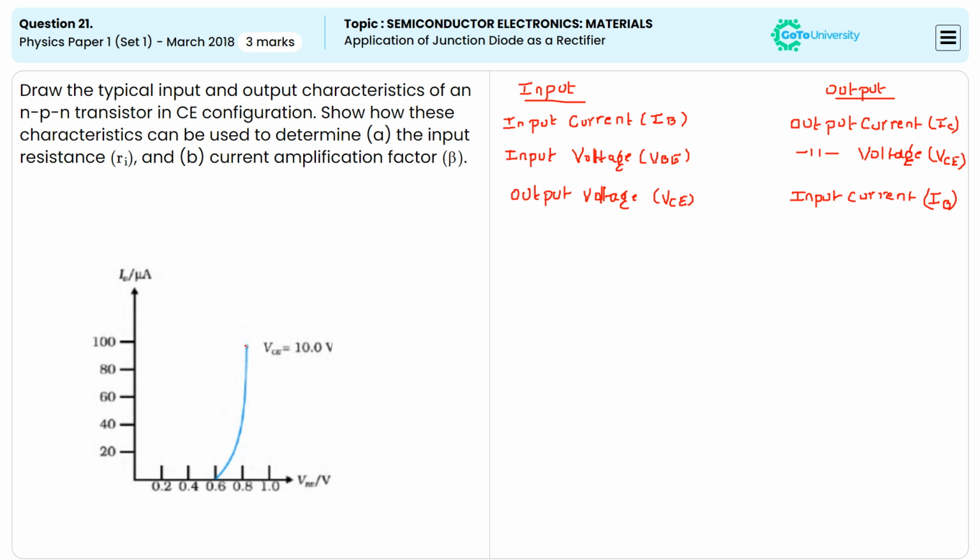And the input resistance Ri is given by the change in the input voltage, delta VBE, divided by the change in input current, delta IB, at constant output voltage VCE.